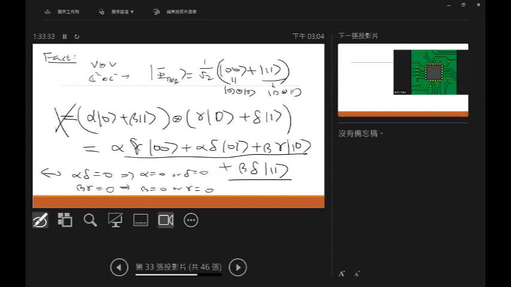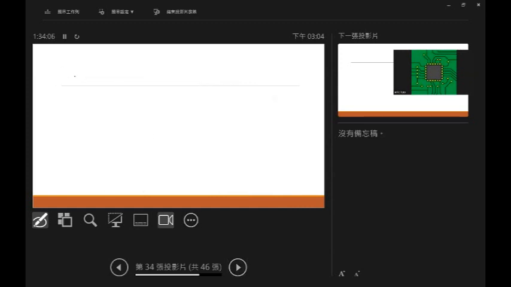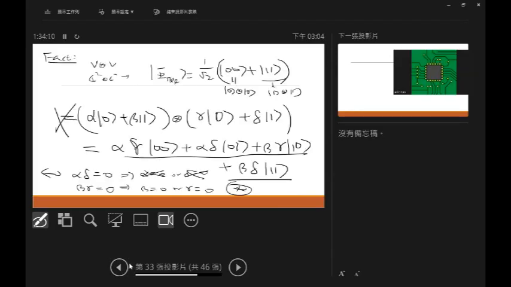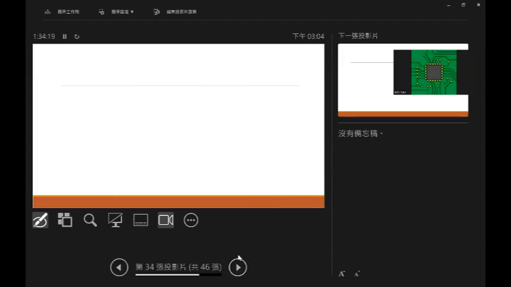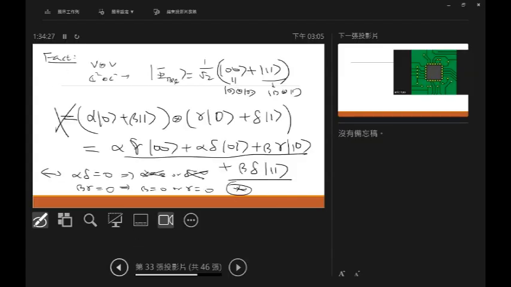If alpha is 0, then there's no |0,0> term, so alpha cannot be 0. If delta is 0, then there's no |1,1> term. So we have a contradiction. I try to solve this, but there's no solution. So I cannot write the original Bell state as a product of a state from the left and a state from the right. This is a trivial property of the Bell state. Let me do some simple calculation so that you understand this.